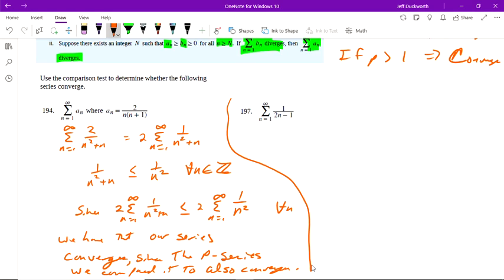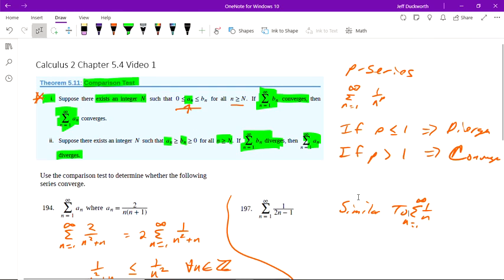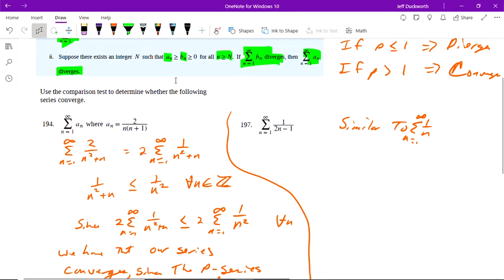So now let's take a look at 197. What p-series is this going to look like? This is similar to 1 over n, that series. So 1 over n to the 1 is going to diverge. So we need to set it up so that it's going to be greater than this for all cases. But if we just compare it to 1 over n, we can't use the comparison correctly, right? And why is that? Well, because 1 over 2n minus 1 is actually going to be smaller than 1 over n for most of them, okay?